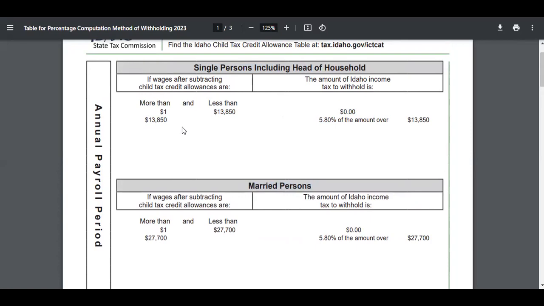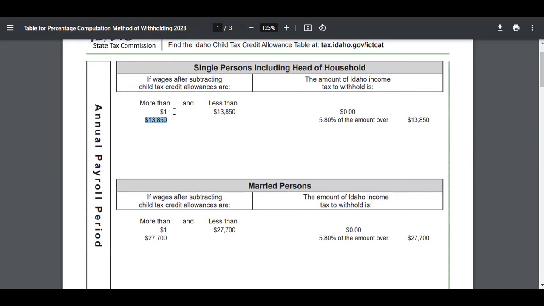You've got to expand out the person's wages for their pay period to the entire year and say how much would they be making the entire year, which is going to be the amount they're making during the pay period times the number of pay periods in the year. So if it's a weekly payer, you're going to multiply it by 52 because there are 52 weeks in the year. How much are their wages for the period? Multiply it by 52. Then you're going to subtract out this 13,850 from that total wage amount.